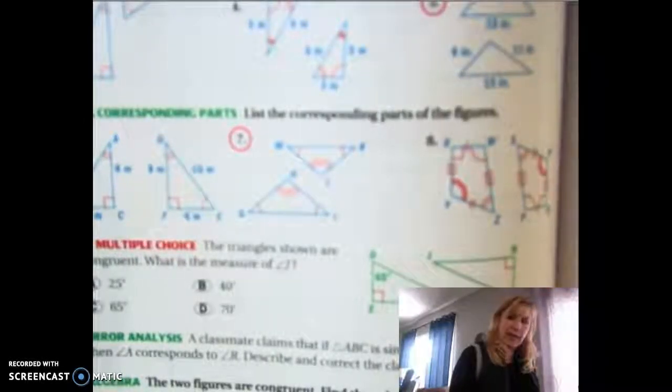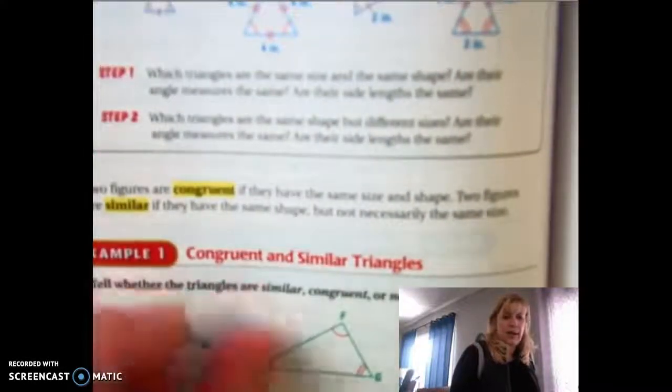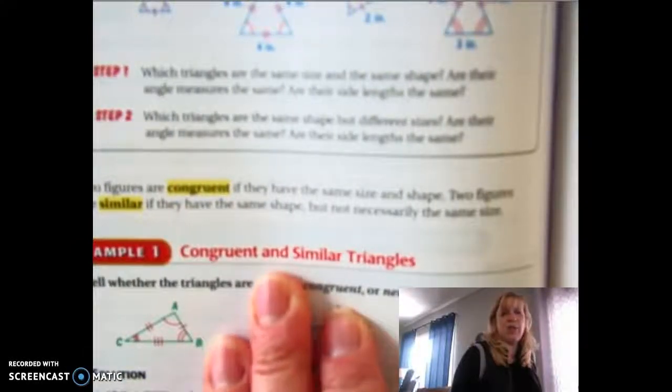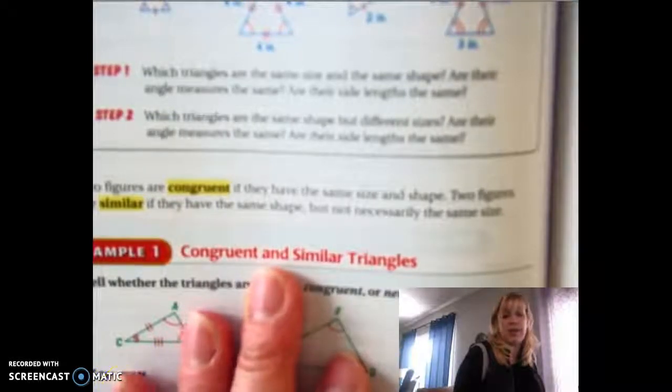I didn't find any of these particularly difficult for you. Please see me if you have any questions. The vocabulary in the next couple of sections and throughout the unit are very important. Please review that as we get ready for another quiz and a test coming up.